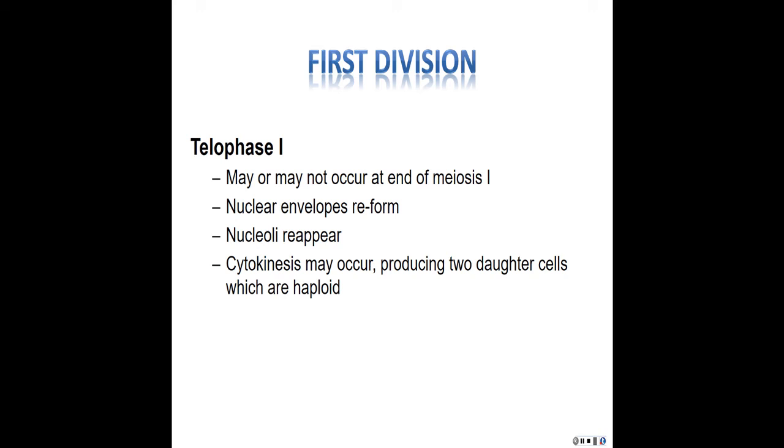All right, telophase 1 sometimes happens, sometimes doesn't. The nuclear envelope reforms, the nucleoli reappear, cytokinesis may occur, producing 2 daughter cells which are haploid. Notice that there's a lot of mays and maybes here. That's because during specific kinds of meiosis, this doesn't happen. We'll learn when we look at oogenesis, which is the formation of the egg cells in humans, or in mammals.